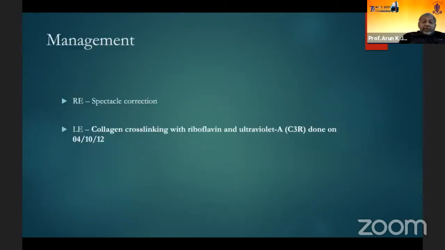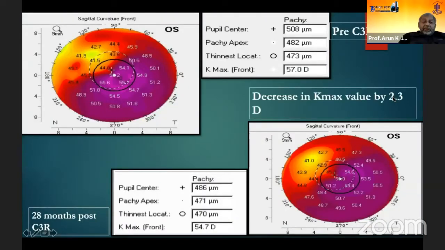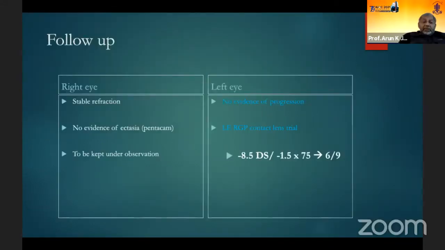glasses. This is the preoperative K reading, and after the C3R, there was a flattening of around 2.3 diopter in this eye after 28 months, almost 2.5 years. And this is the final refraction after the C3R, and she improved to 6 by 9.